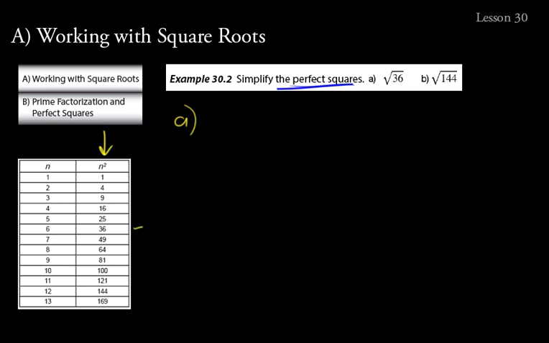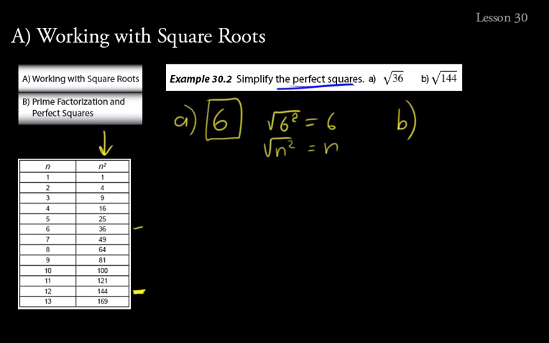Here's 36. What's the square root of 36? 6. The other way to do it is think about, well, 36 is what squared? Well, it's 6 squared, right? So I could say the square root of 6 squared, that equals 6. Just like the square root of n squared equals n. Okay? B, square root of 144. Where's that? It's a perfect square. We've been told it's a perfect square. It's right down here. So the square root of that is just 12.